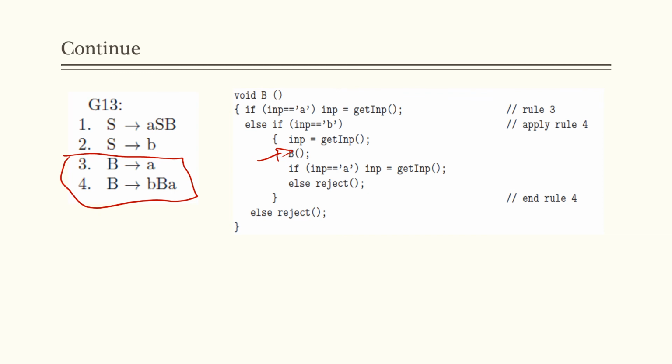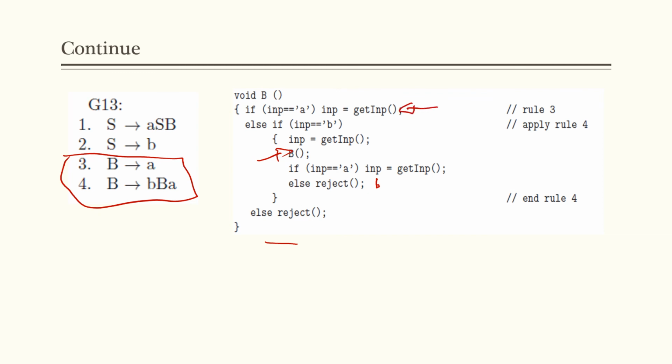That means that if the input is not A, if it is B, then it will be rejected. If it is A, then we read the input. Else it will be rejected, meaning other than A and B, it will be rejected. Okay, so that is the end of rule 4 here. So this is only for rule 3.